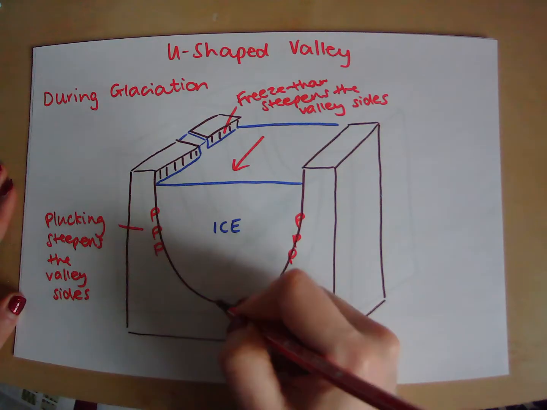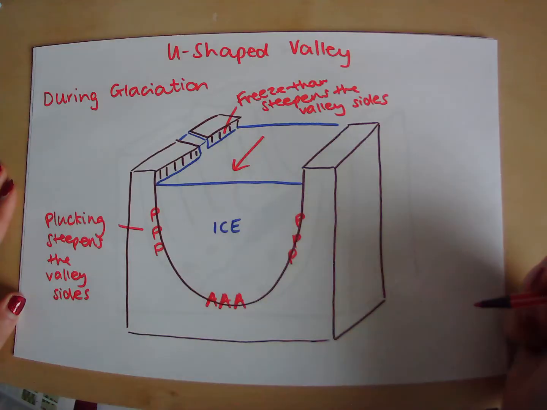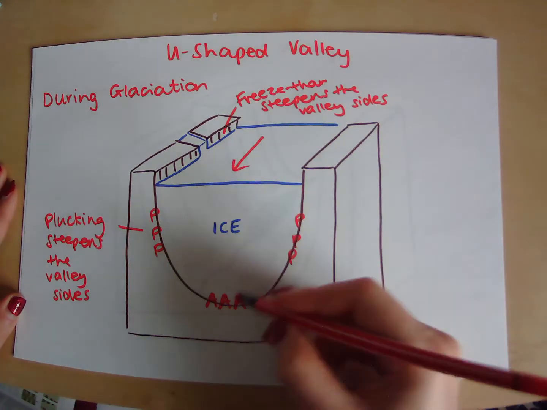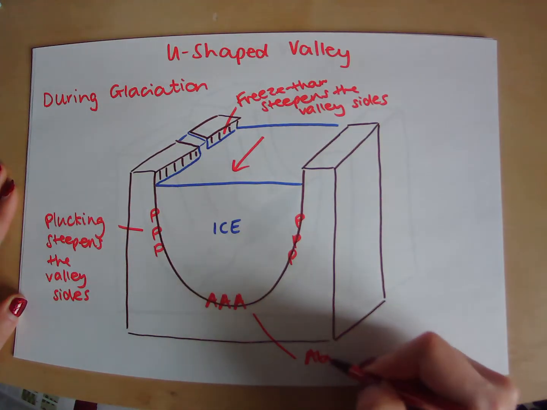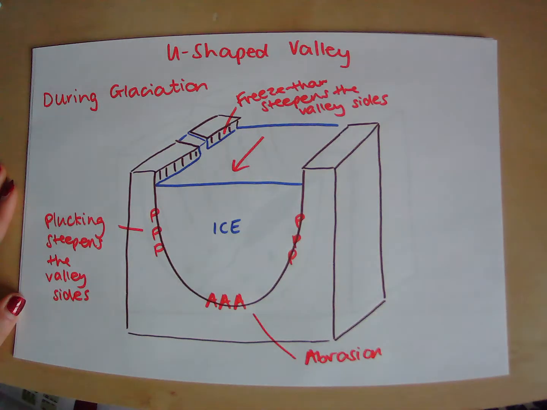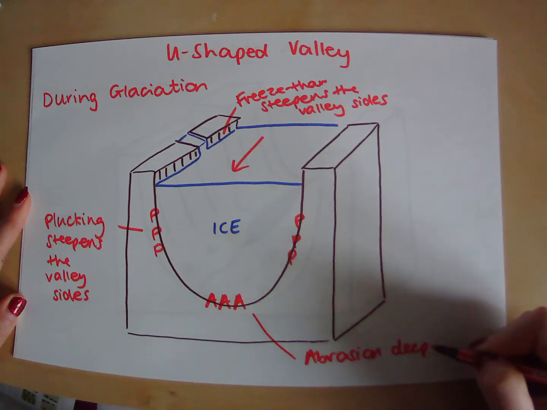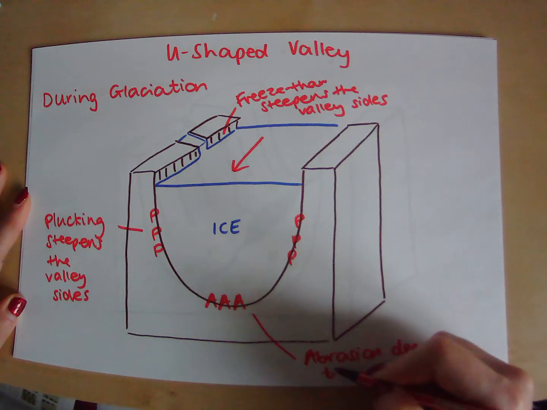And finally, we have abrasion. Abrasion happens most of the way around our glacier edge here, and it works where there are pieces of rock embedded in the ice that stick out the bottom. When the ice moves, those rocks wear away and scour the surface below. So abrasion deepens the valley floor.